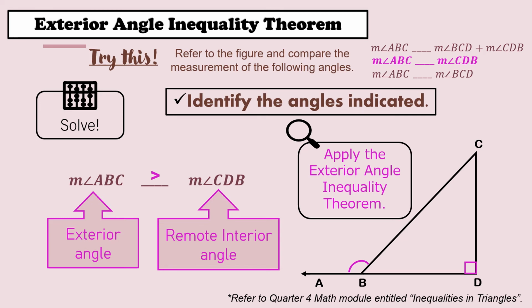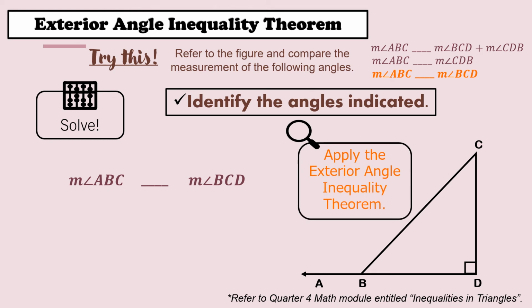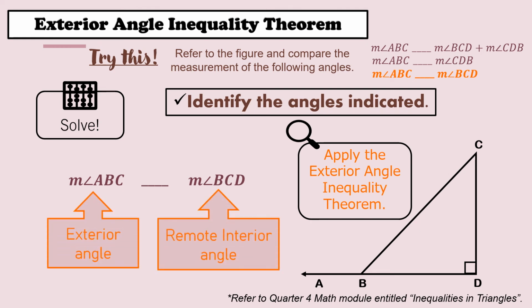For the last statement, we are also going to apply the exterior angle inequality theorem. In the statement, we have the exterior angle and the remote interior angle. From what we understand about the exterior angle inequality theorem, we know that the measure of the exterior angle is greater than the measure of its remote interior angle.